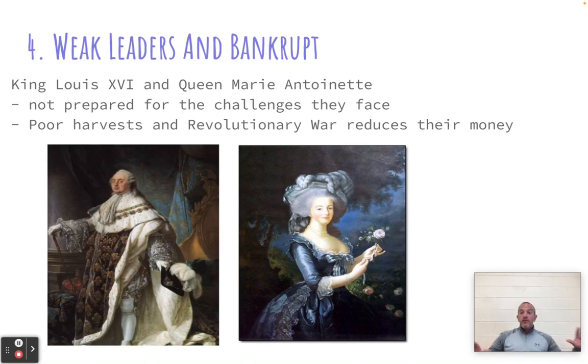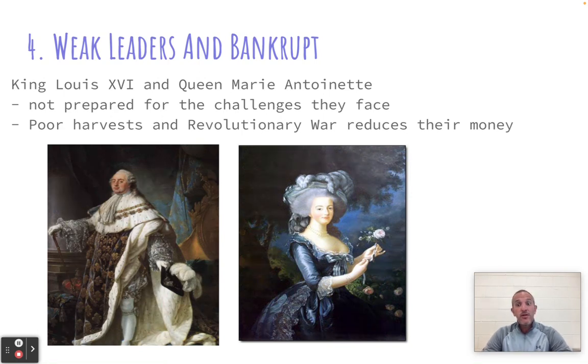Lastly, one last piece of this. There are 4 causes: Enlightenment, American Revolution, unequal social class. We also have poor harvest. And the very last one is weak leaders. Most of these issues probably could have been solved with a strong leader, someone who was able to assure the French people that he or she has their back. But we have King Louis the 16th, and this XVI is Roman numerals for 16, and his wife, Queen Marie Antoinette, who we'll talk more about in class. They are very ill-prepared or underprepared or not prepared at all for these challenges that are going on.